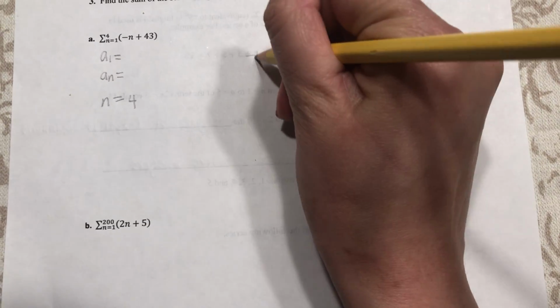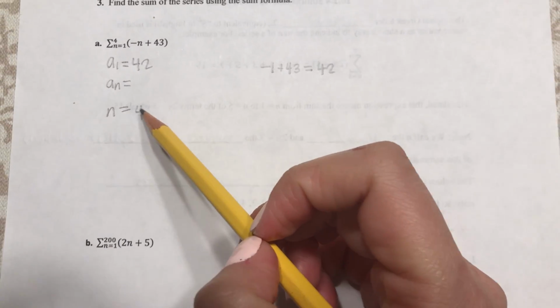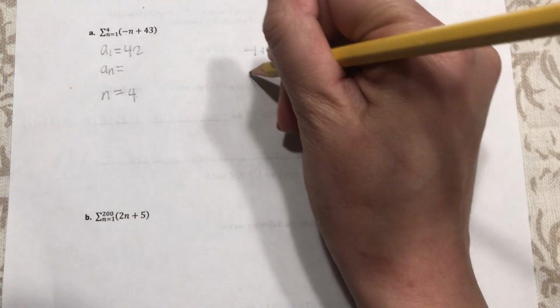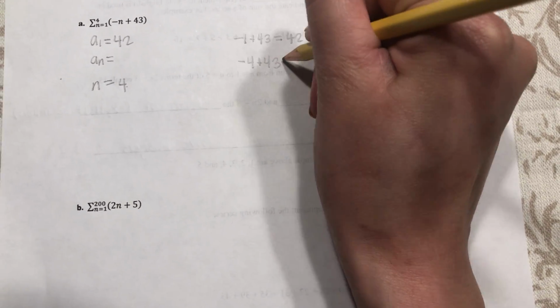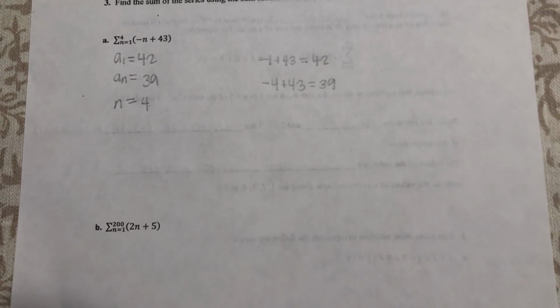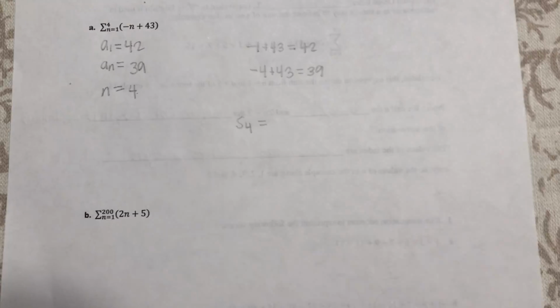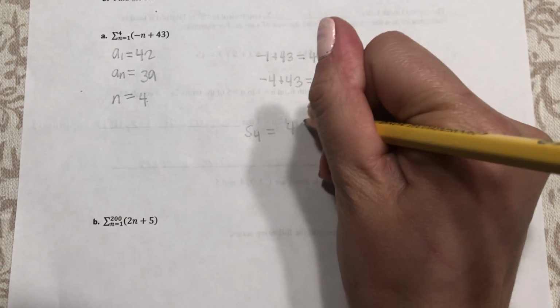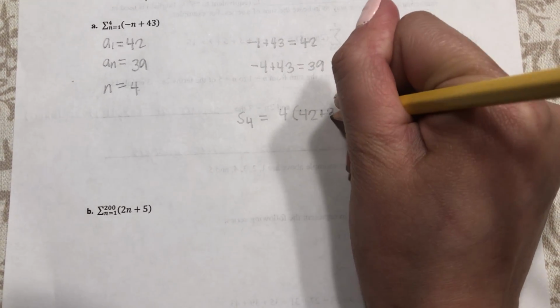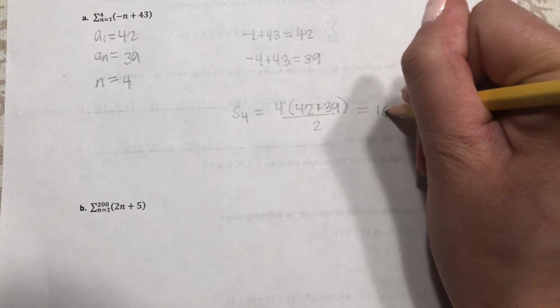I know that my A1, I can just plug in 1 to get my first term. That's -1 plus 43, which is 42. And I need my last term in the list, which is the 4th term. So that means I can just plug in 4 right now. So -4 plus 43, and that's 39. I had 2 missing pieces of information, but I can just plug in 1 and plug in 4 to get them. Now that I have all of my information, I just can plug into the series formula. So S sub 4 is 4 times 42 plus 39 all over 2. And if you plug that into your calculator, you just get 162.